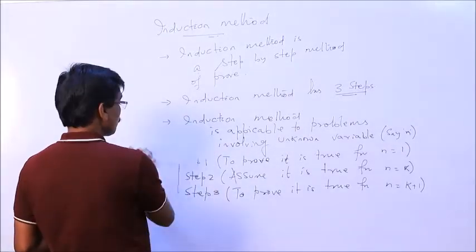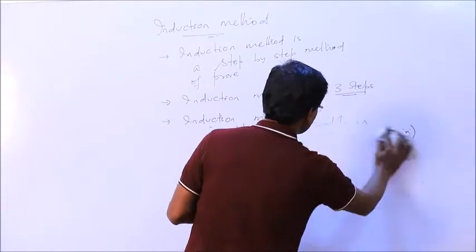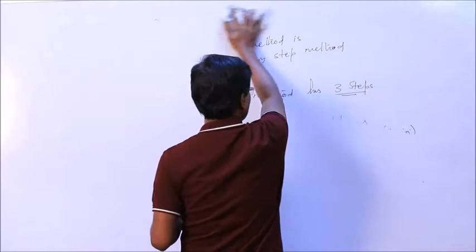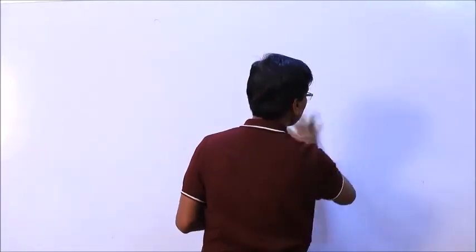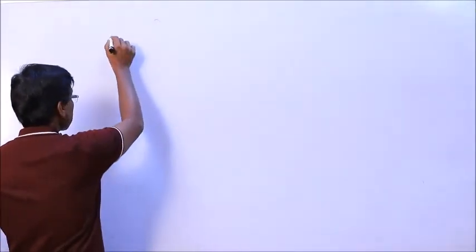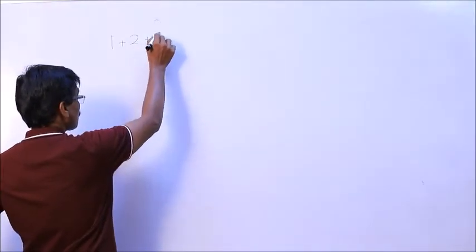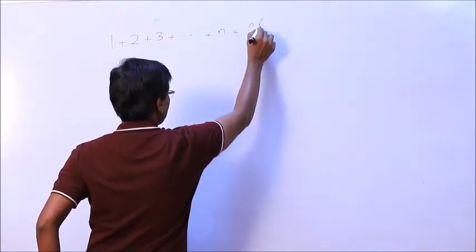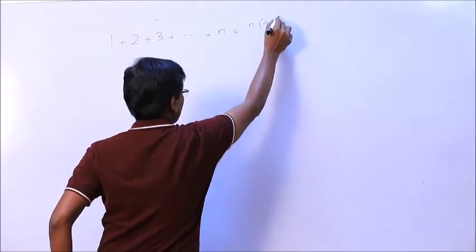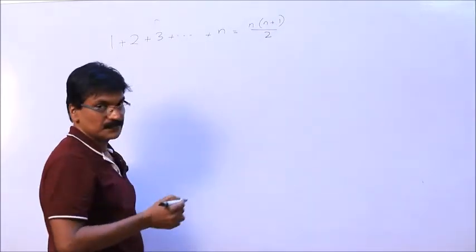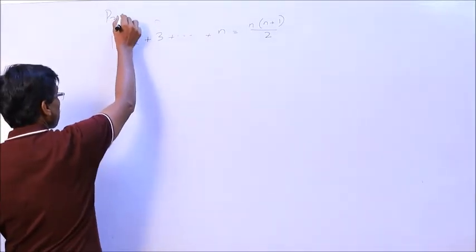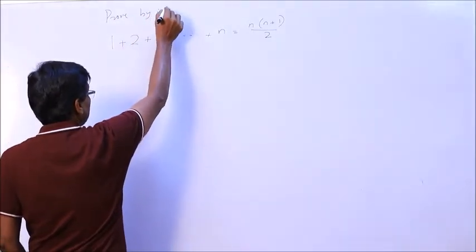So what is the induction method? Suppose we know the arithmetic sum, that is 1 plus 2 plus 3 up to n is equal to n into n plus 1 by 2. So this is an arithmetic progression. Suppose we have to prove it by the induction method.